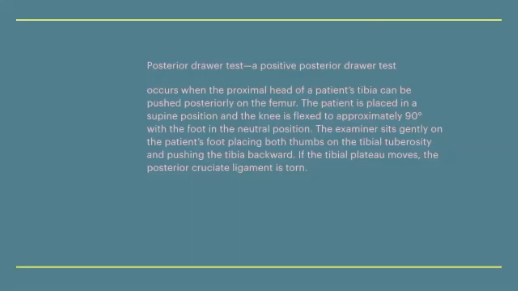In order to assess the PCL tear, we'll do the posterior draw test, which is the same as the anterior draw test, but you have to push the tibia away from you. That means you have to push the tibia posteriorly, so that you will know whether the PCL is intact or not. It occurs when the proximal head of the patient's tibia can be pushed posteriorly on the femur.